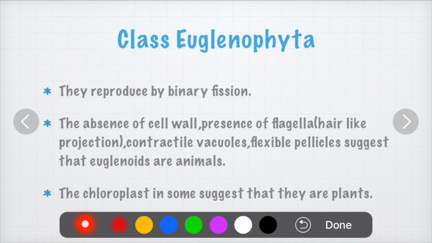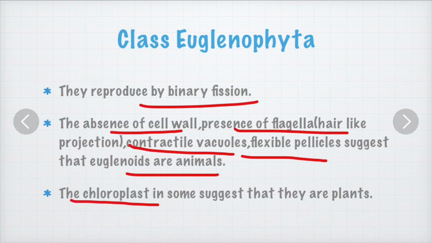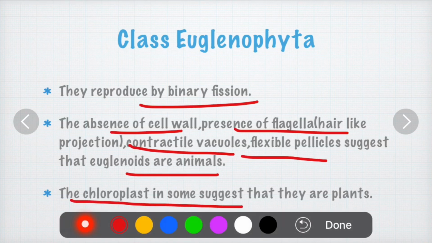Now let's talk about reproduction. The Euglenophytes mostly reproduce by binary fission, which is one of the asexual methods. Because of the absence of the cell wall and the presence of the flagellum, the hair-like locomotory organ, and the contractile vacuole and flexible pellicle, they were suggested to be animals. And because of the presence of the chloroplast, as in the case of plants, they were suggested to be plants. So that's why they are called the connecting link between plants and animals.